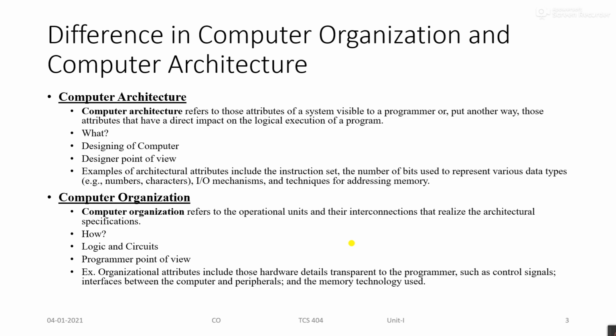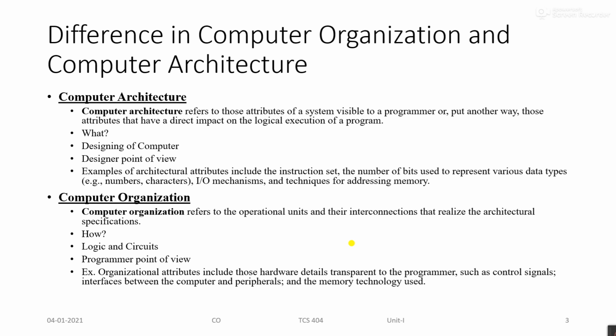So there is a difference between computer organization and computer architecture. Basically, computer architecture refers to those attributes of a system visible to a programmer, or put another way, those attributes that have a direct impact on the logical execution of a program. I am following the book of William Stallings, so you can also check things from William Stallings for your reference, and I am also following some internet resources.